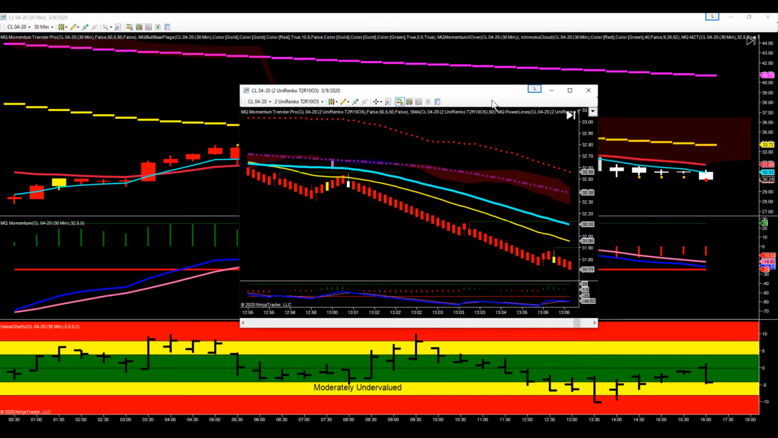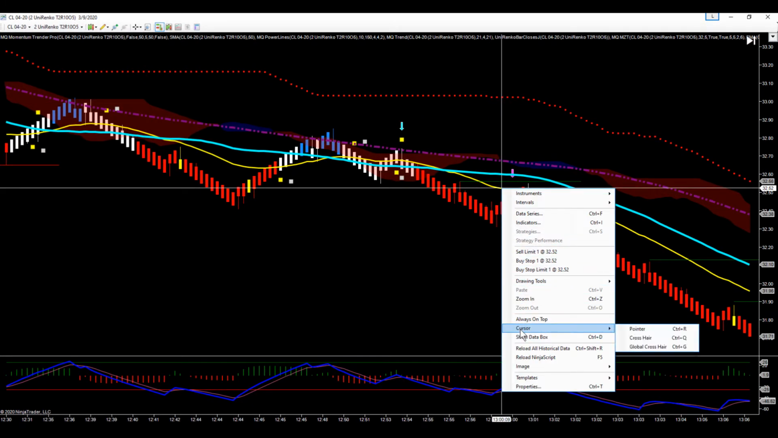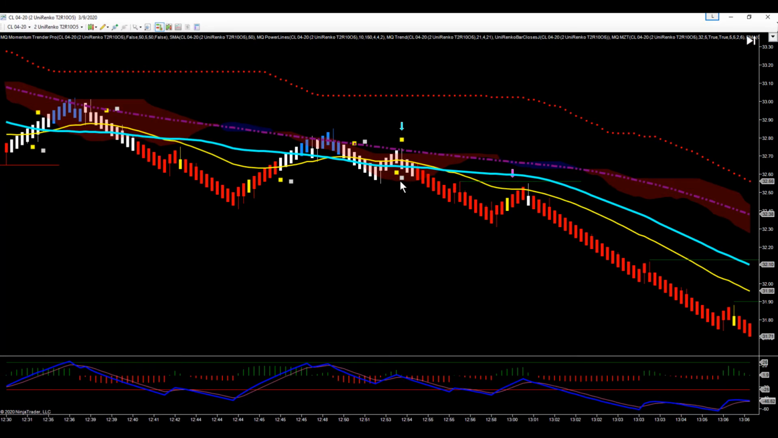Right here on our Unirenko chart, we had two really nice continuation trades in crude. You can see that crude was in a downtrend at this point. It had already triggered that failed bear flag, was moving lower. You can see lower highs, lower lows. And then we set up this nice slow line zero touch out of the cloud right here.